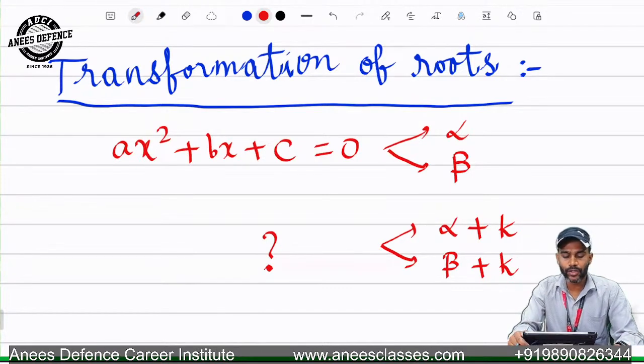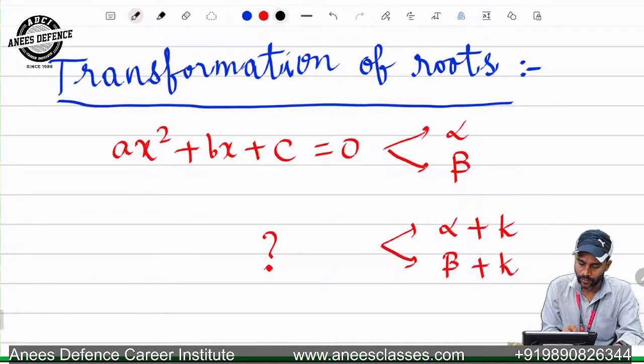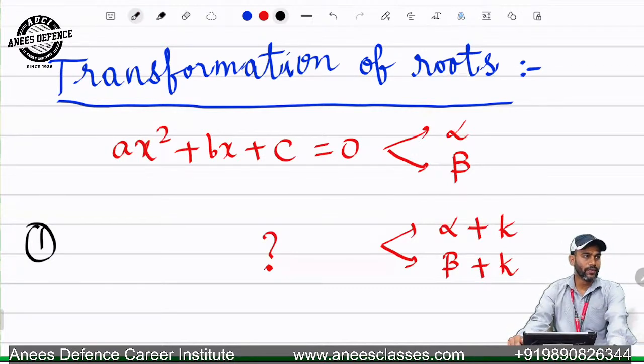So give the heading transformation of roots. So now this is the first transformation. Transformation number 1, where we are supposed to find out the equation of which roots are again added to some constant, both the roots. Yes or no? Yes, sir. So what we have to do? Very easy.